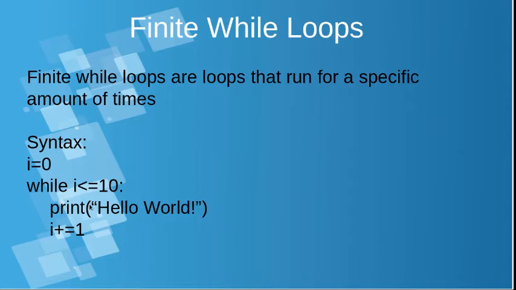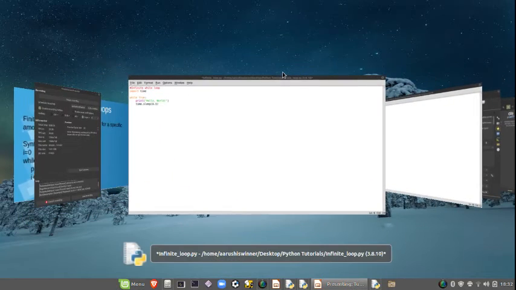So why did I type i plus equals 1? Here, i plus equals 1 means that the integer value is increased by 1, and then it will go ahead and check if it's less than or equal to 10. So now let's use this in our code.